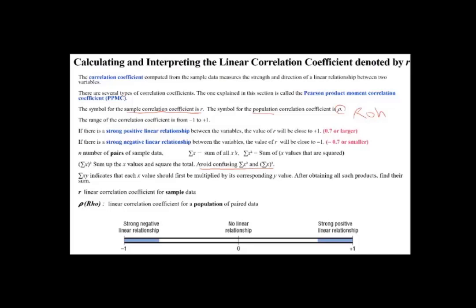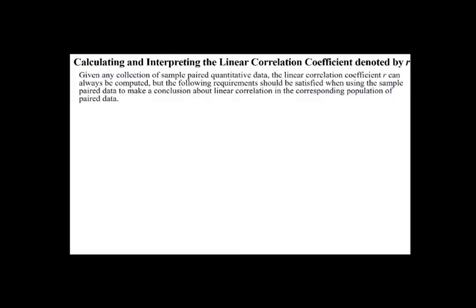r is the linear correlation coefficient for sample data. Rho is the linear correlation coefficient for a population of paired data. So, given any collection of sample paired quantitative data, and that's the key, it has to be quantitative, we can come up with the linear correlation coefficient r. The linear correlation coefficient r can always be computed, but the following requirements should be satisfied when using the sample paired data to make a conclusion about linear correlation in the corresponding population of the paired data.